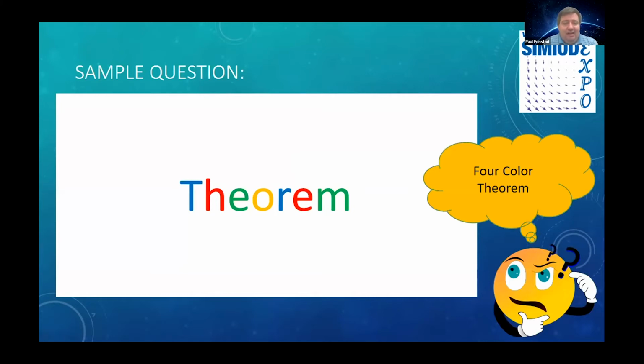But if you want to make your guesses known, go for it. And here's an example. This one is the 4-color theorem. If you look at the picture there, you can see it's the word theorem written in 4 different colors. Therefore, that was the 4-color theorem. Okay, let's try the first question here.